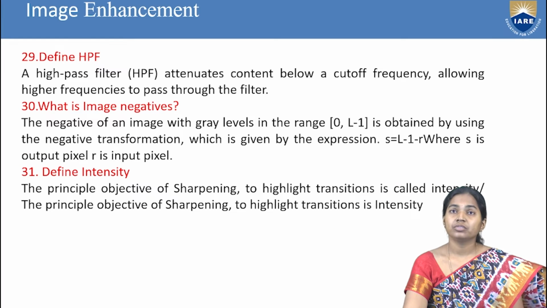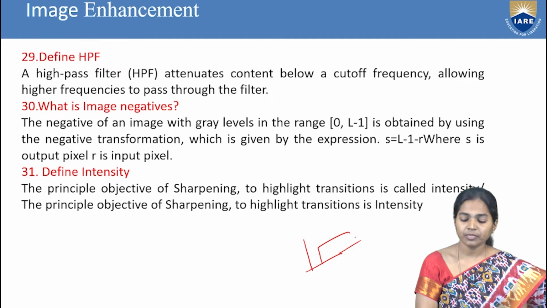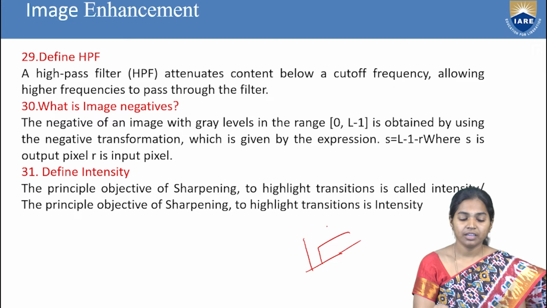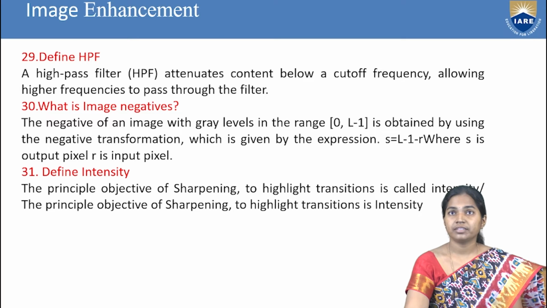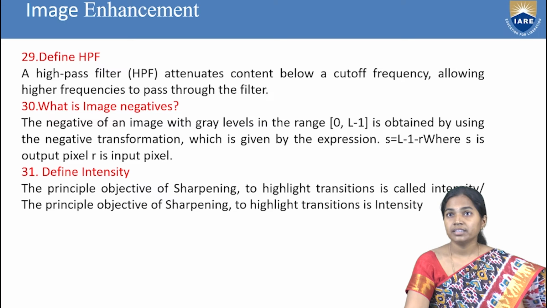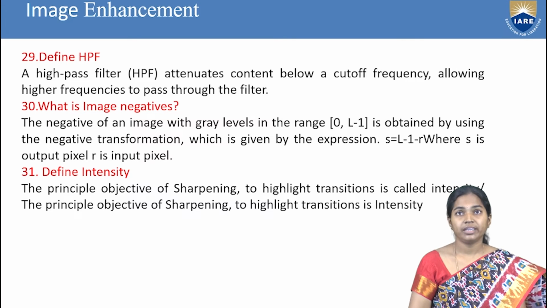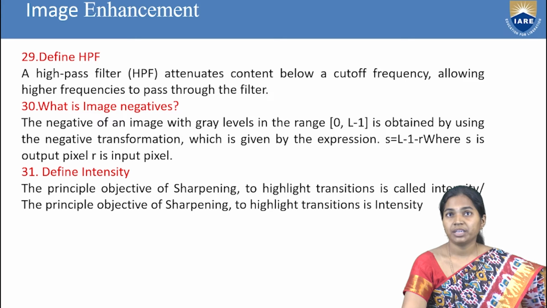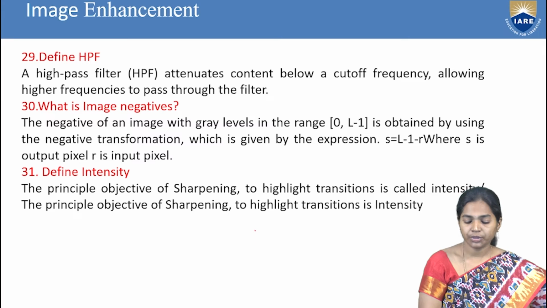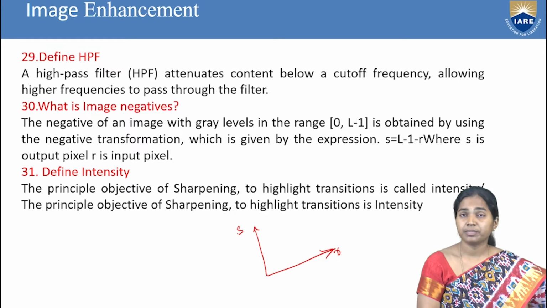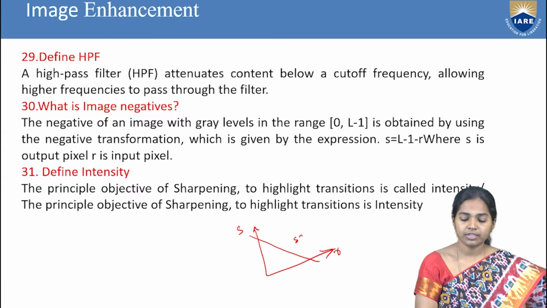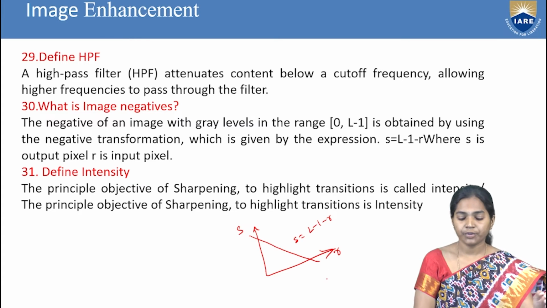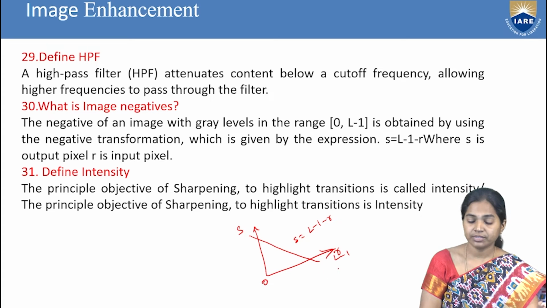Define high pass filter. A high pass filter attenuates content below a cutoff frequency, allowing high frequencies to pass through the filter. What is image negative? It is one important term in image enhancement. In image negative, the input is r and the output is represented with s. Here s equals L minus 1 minus r. 0 is the minimum gray level, and L minus 1 is the maximum gray level.